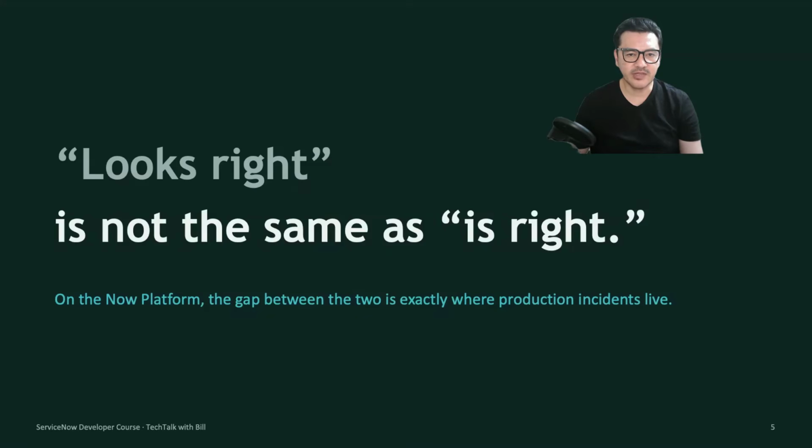Now, I'd like to tell you the trap. Code that looks right and code that is right are not the same thing, and on the Now platform, the gap between them is where production incidents live. I've reviewed a lot of AI-generated ServiceNow code, and let me show you the 4 failures I see over and over. Every one of them runs fine in a demo, and every one of them is a problem waiting to happen, like a ticking time bomb.